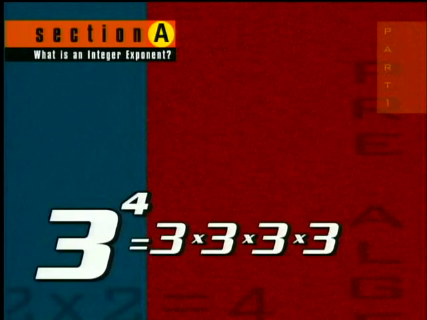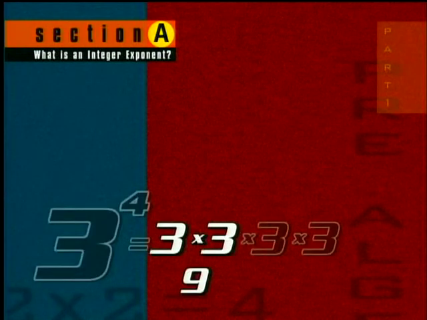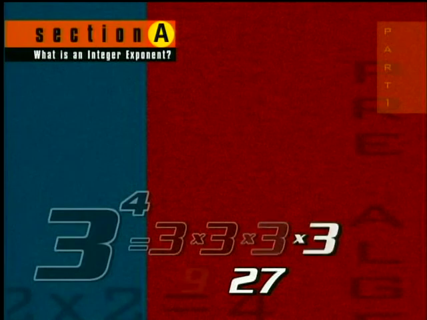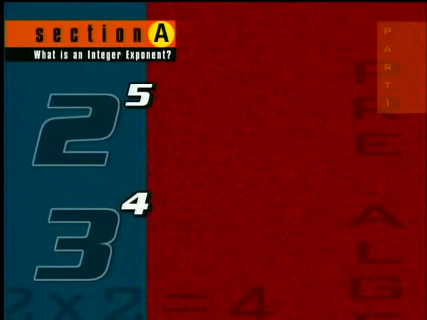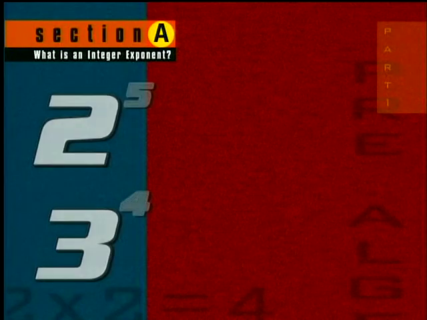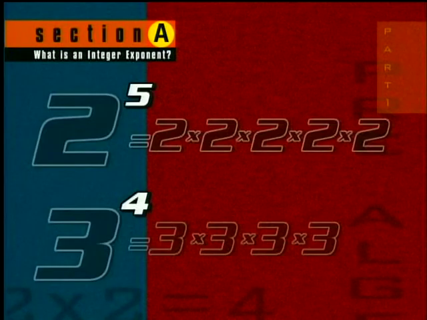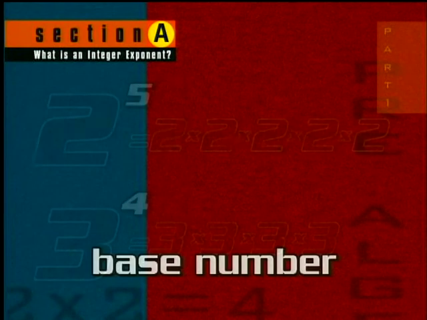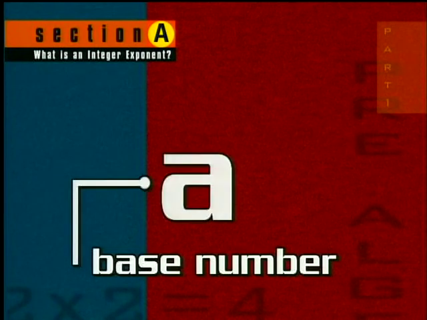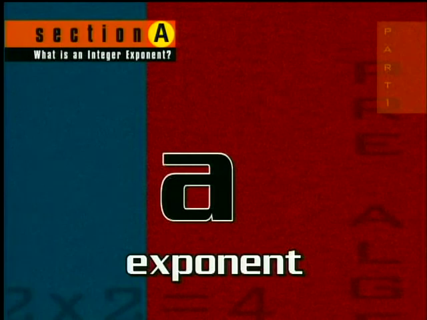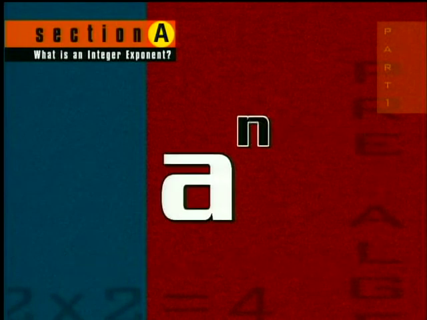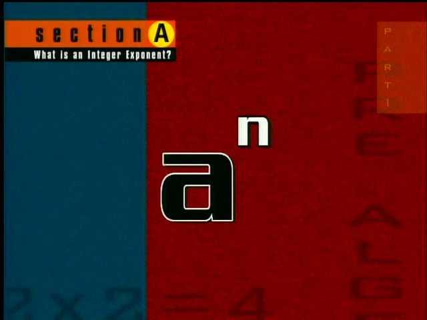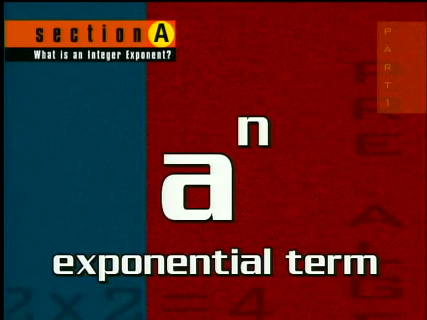Now for the next one. 3 times 3 is 9, times 3 is 27, times 3 is 81. That's 4 3's, which equals 81. So, when we have an exponent, we multiply the base number the number of times indicated by that exponent. So, there's a base number, which we'll call a, and an exponent, which we'll call n, where n is a positive integer. When we talk about a to the nth power as a unit, it's called the exponential term.